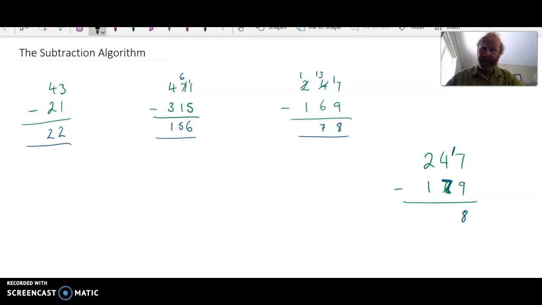4 minus 7, can't do that. We're going to do that same thing again of adding. This time, what I'm really doing is I'm adding 100 to both columns, to both numbers. So 14 there, and the 1 there goes to a 2. 14 minus 7 is 7. 2 minus 2 is 0, leaving me with 78.